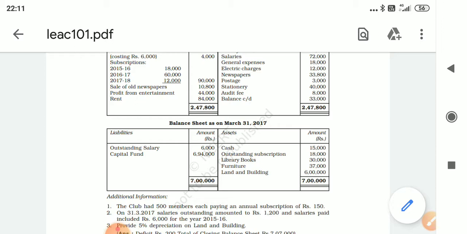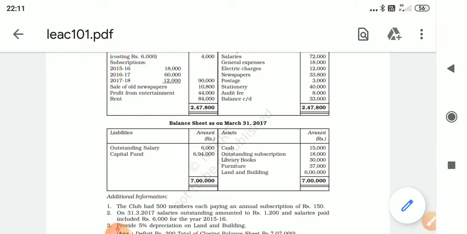Now, adjustments. We'll first go through the question, okay? Then I'll tell you how to go about with the answers. Adjustment. The club has 500 members, each paying an annual subscription of rupees 150. Okay. On 31/3/2017, that is the end of the current year, salary outstanding amounted to 1,200 rupees. This is the outstanding salary for current year. Salary paid included 6,000 for the year 2015-16. So, previous year's outstanding paid during the current year must be subtracted.